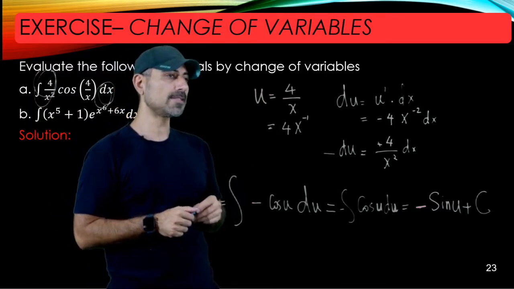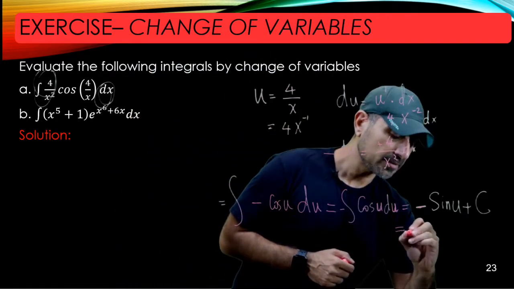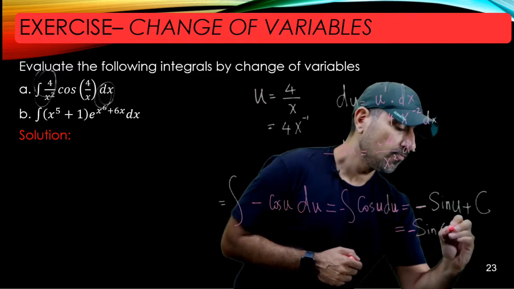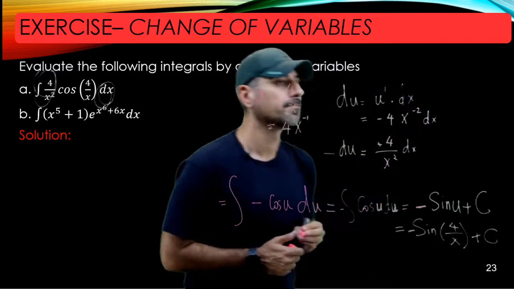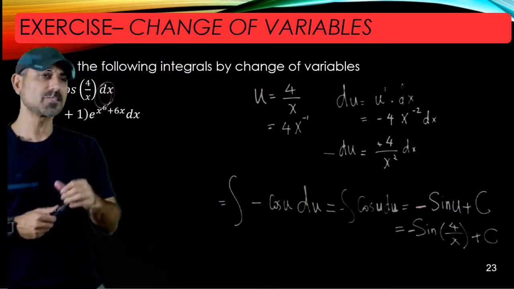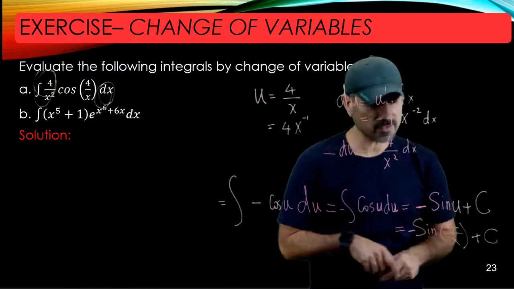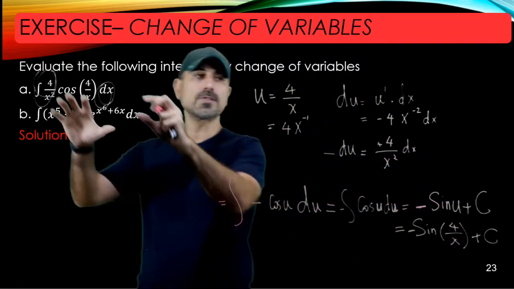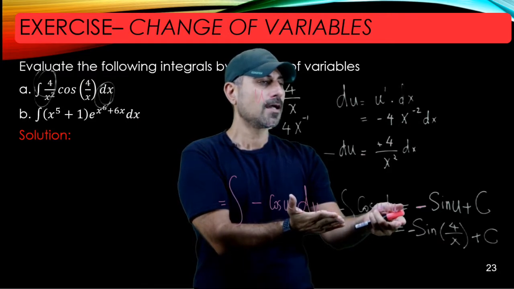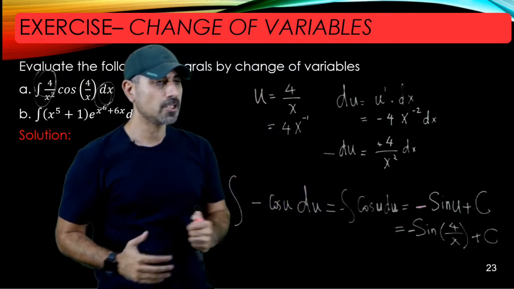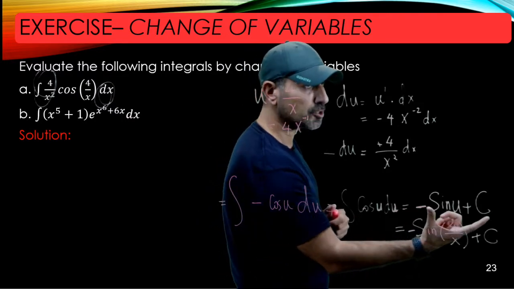So why don't we go back to the original variable and conclude that that integral is in fact minus sine 4 over x plus c. As you see, the whole rationale of changing the variable during the integration is that we convert the given integral to something really easy so that we can use the differentiation formula card to integrate in one shot.